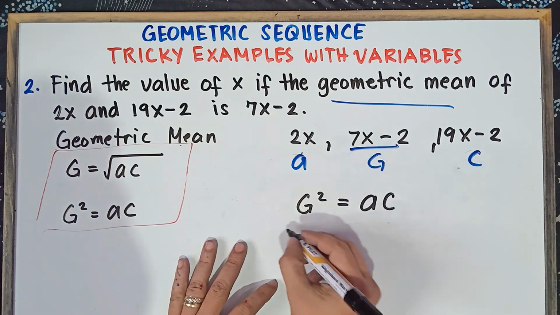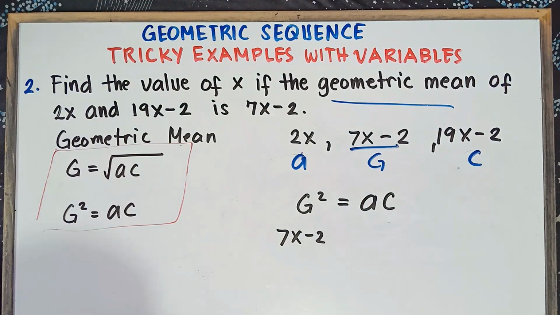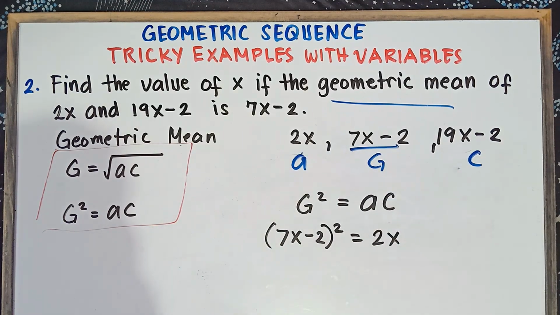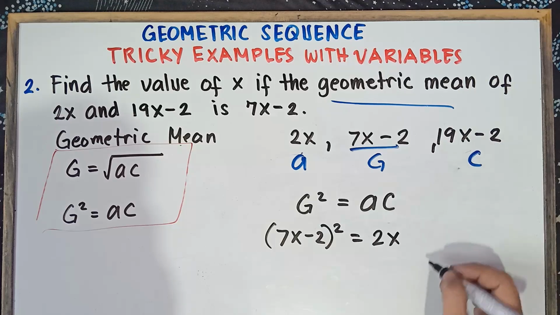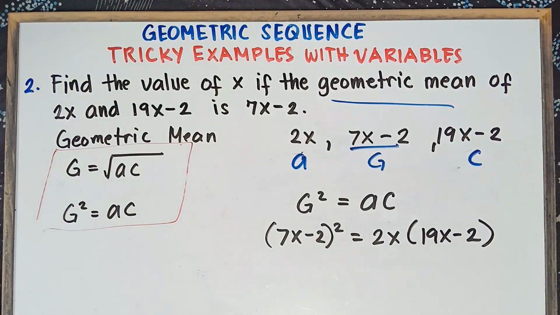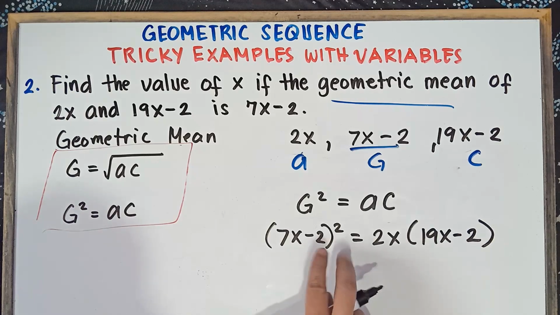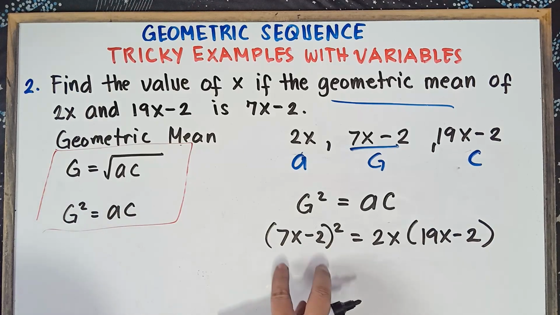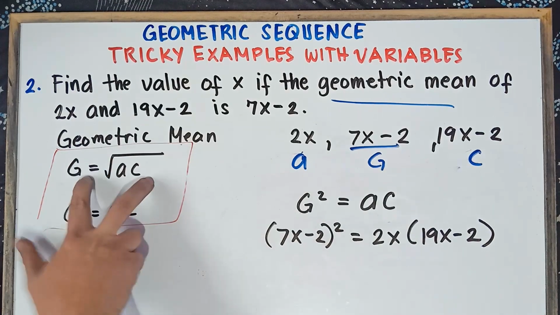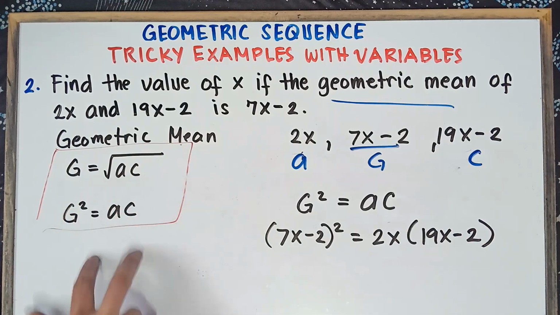So our geometric mean, that would be 7x minus 2, squared, equals our A, which is 2x, and then our C, that would be 19x minus 2. Alright, and then simply simplify this one. 7x minus 2, quantity squared, means you multiply this expression by itself. Once again, class, we use this formula, and this formula is just the same. Either of these two, class, you can use.